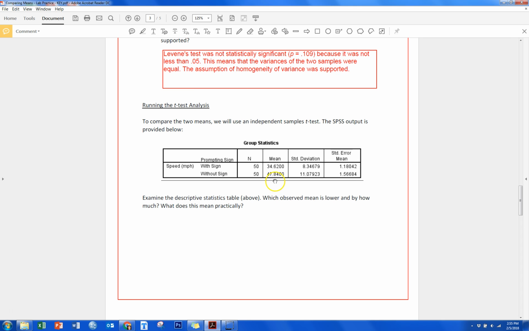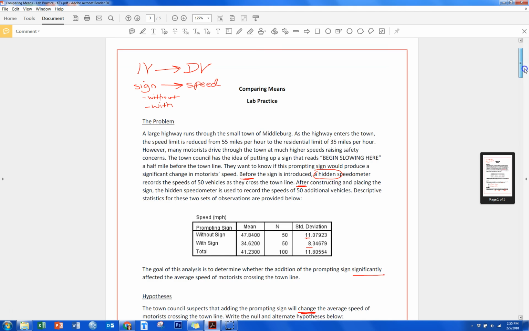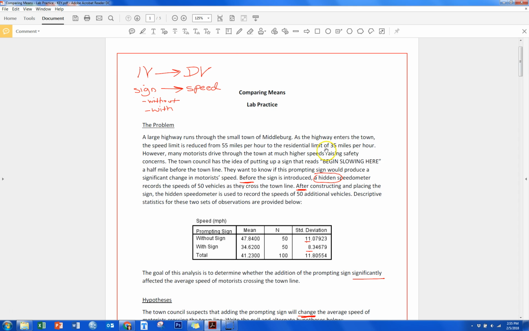So let's take a look here. Which mean is higher, which mean is lower? So without the sign, 47.8, with the sign, 34.6. Remember, we're talking about miles per hour. So before they put up the sign, the average speed of people driving through the town was about 48 miles an hour. What was the speed limit? Do you remember? The speed limit is 35.